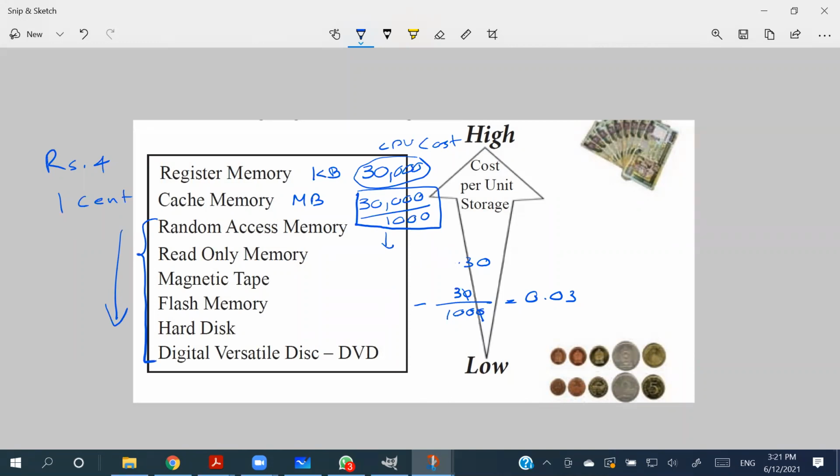Random access memory, if you visit the market and ask for random access memory, you can have it for like 7 to 8,000. Right? Maximum it will be 10,000. Right? So 1 GB will be 10,000. Like in the cache memory, it was 1 MB 30,000 rupees.